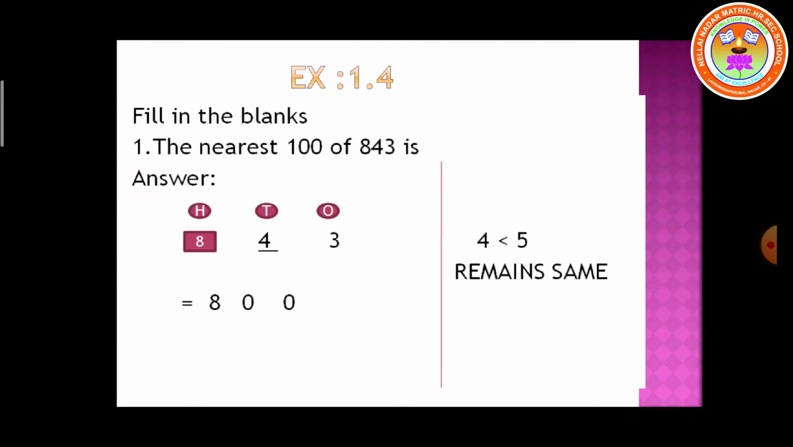Exercise 1.4, first, fill in the blanks. What is your first question, children? The nearest 100 of 843 is. Now let us move on to the answer. Listen, children, 843. In the ones place you have 3, in the tens place you have 4, and in the 100 place you have the number 8. So now they ask you to round off to the nearest 100. So how to do it? You have to see the number to the right, that is, in the tens place what number is present. You have number 4. The 4 is less than 5. So the 100 place remains as it is. So your answer is now 800.